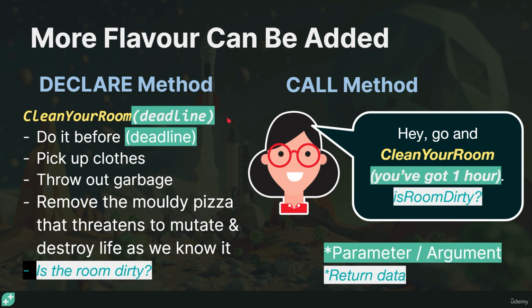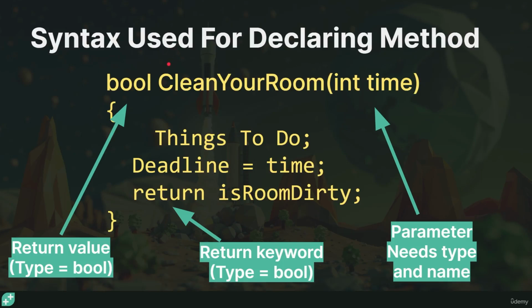And then also the information flows back the other way. So the method, after it's done its stuff, can tell the place where it was called, hey, here's some information that might be useful to you. Just to be clear, with this syntax we use for declaring a method, we need the return type at the start. In this case, it's a bool, which is going to be true or false for a particular thing. If there's no return type required, we need to put in the word void, so the method knows there's no return type.